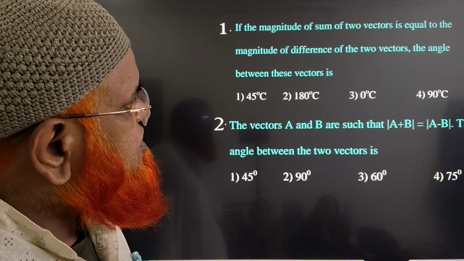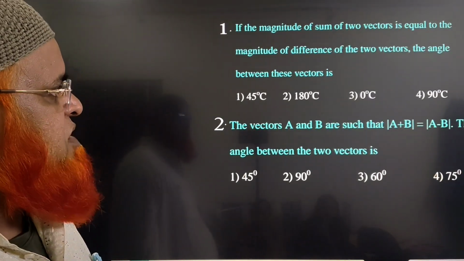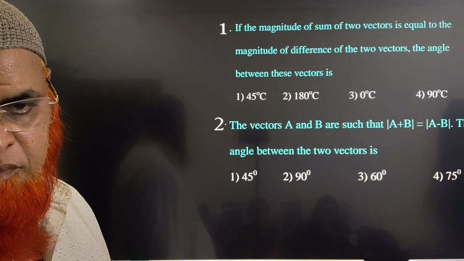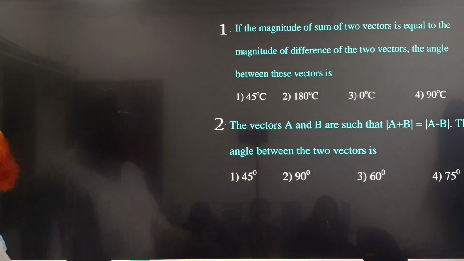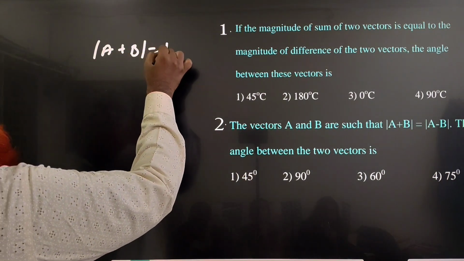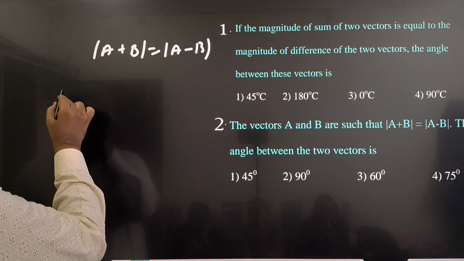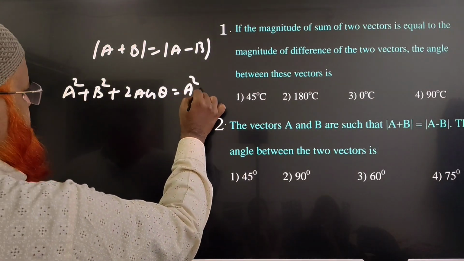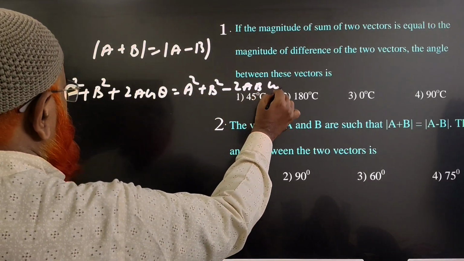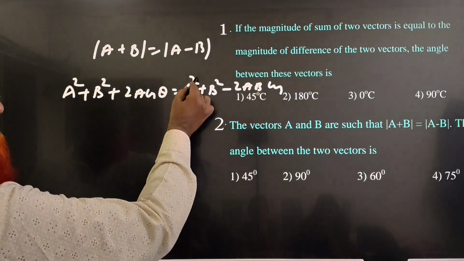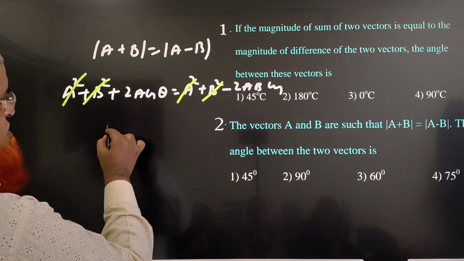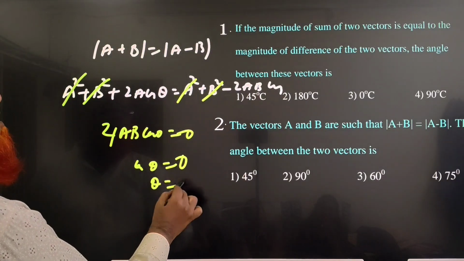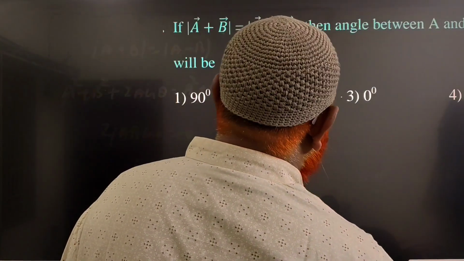So the magnitude of the sum of two vectors is equal to the magnitude of the difference. You need not solve this one, directly you can say 90 degrees. Modulus of a plus b is equal to modulus of a minus b. One is addition, one is subtraction, so a square plus b square plus 2ab cos theta, and a square plus b square minus 2ab cos theta. Squaring on both sides, the square root is eliminated and cancels like this. So the left side becomes 4ab cos theta is equal to 0, cos theta is equal to 0, theta is equal to how much? 90 degrees. That is your solving problem.